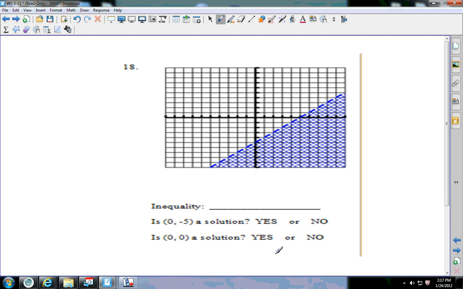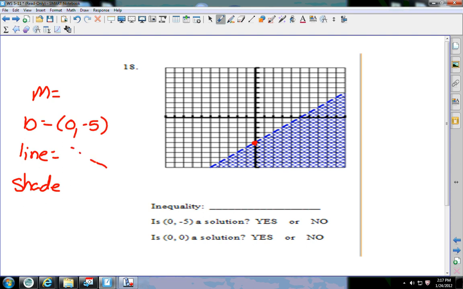Here's the next one. Well, let's write this. I need the slope, the y-intercept, the line, and the shading. First off, the y-intercept. 1, 2, 3, 4, 5. 0, negative 5. My line is dashed. My shading is below, which is less than.